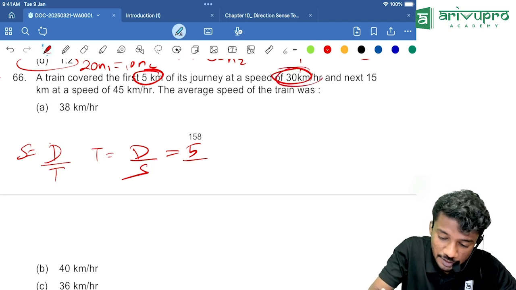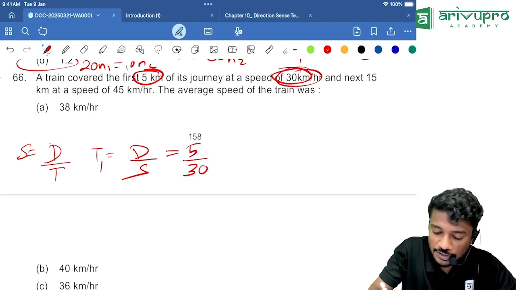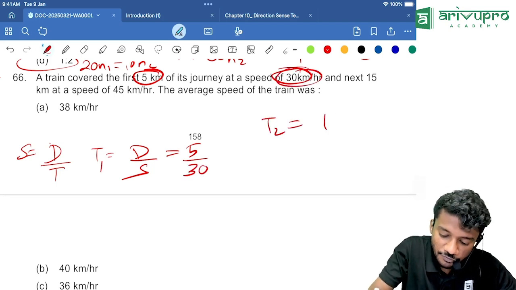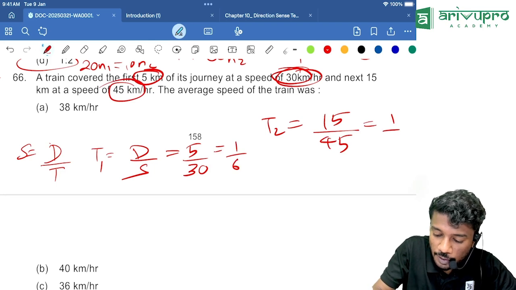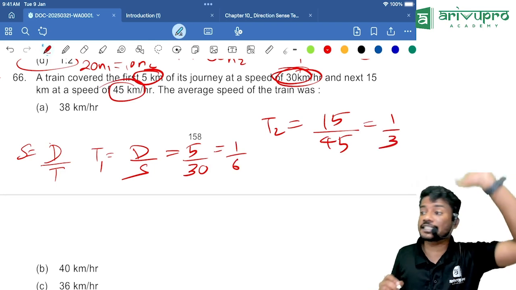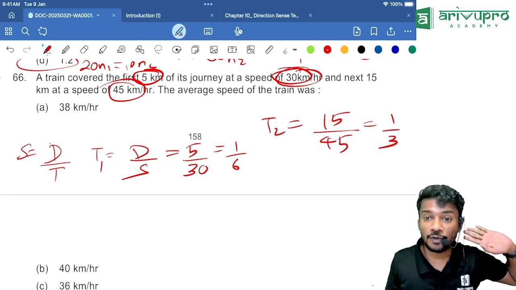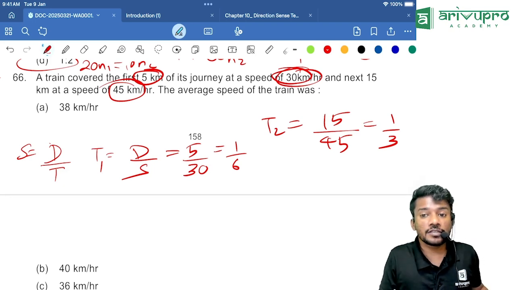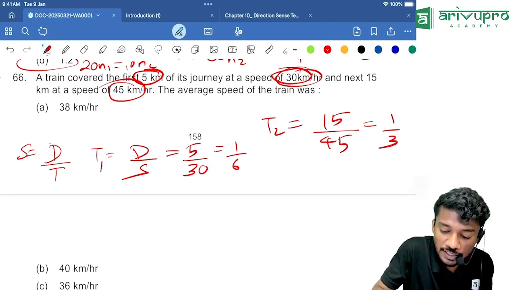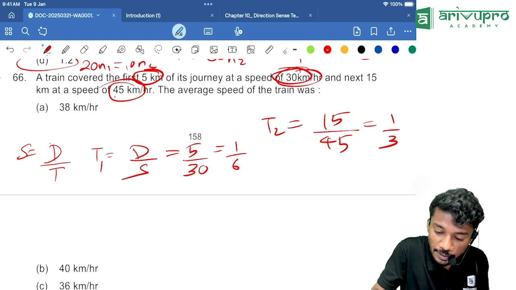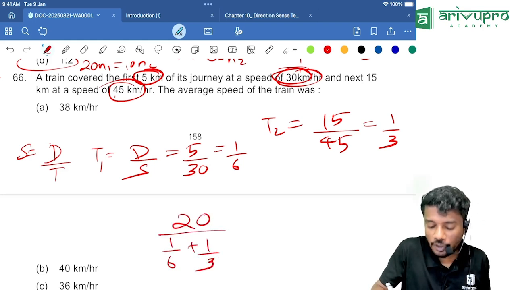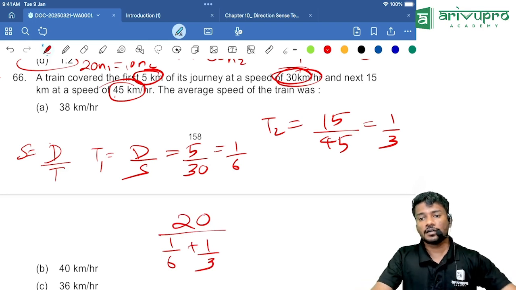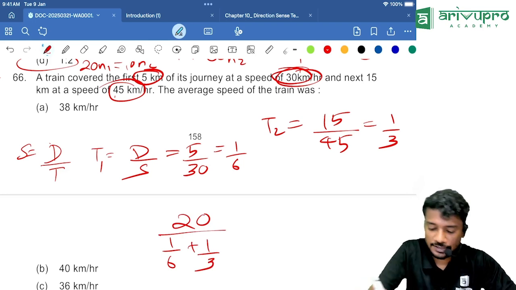speed is how much? 30. T1 is that much. T2 is how much? 15 divided by 45. So T1 is 1 by 6. T2 is 1 by 3. So we have total time now. Correct? T1 plus T2 we have, right? Total distance is how much? 5 plus 15. That is 20 divided by 1 by 6 plus 1 by 3. What is the answer? 40 is the answer.